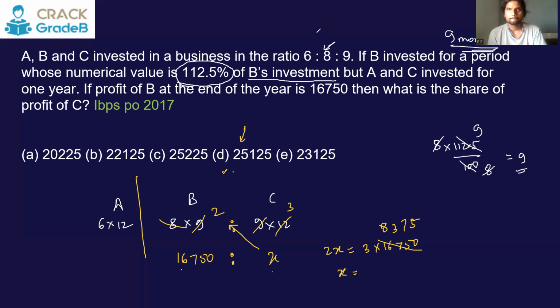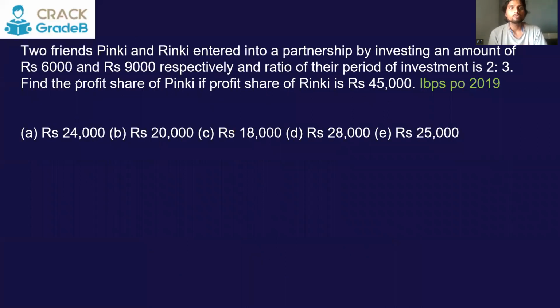Let's see one more. Two friends, Pinky and Rinky, entered into partnership by investing an amount of 6,000 and 9,000. So we know we can let go of the zeros like this. The ratio of the period of investment is 2 is to 3. So Pinky and Rinky. Pinky invested 6 rupees, the duration is 2. Rinky invested 9 rupees, the duration is 3. So this is the ratio in which they should be dividing their profit.